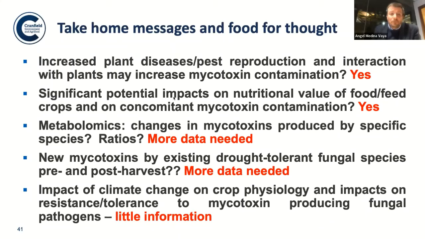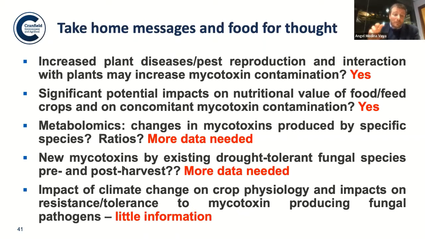There is a significant potential impact on the nutritional value of food, because of not only pests and more diseases, but also concomitant contamination with mycotoxins. And the answer to that appears to be yes, when we go to the future. We know that there are metabolomic changes. As I explained, there are changes in the species that produce toxins when they should not be producing, or are not producing at the moment. But we've also seen changes in ratios. Maybe something else is happening, but not much data is there, so more data is needed about this.